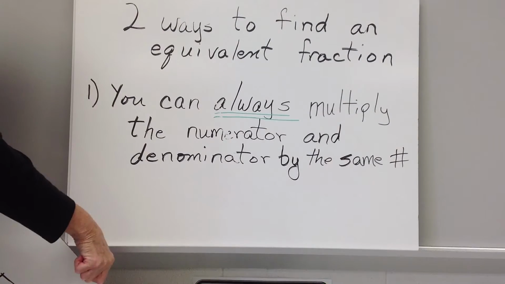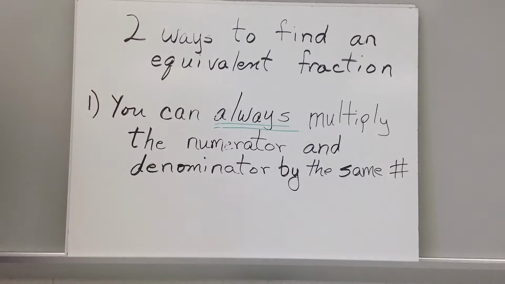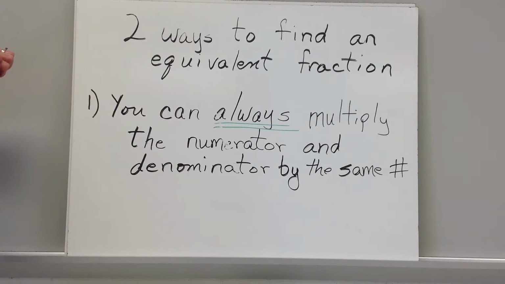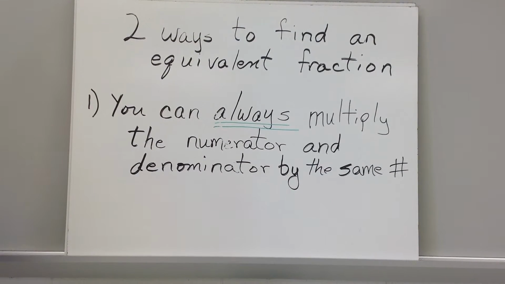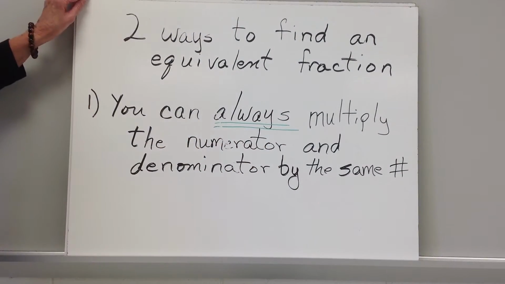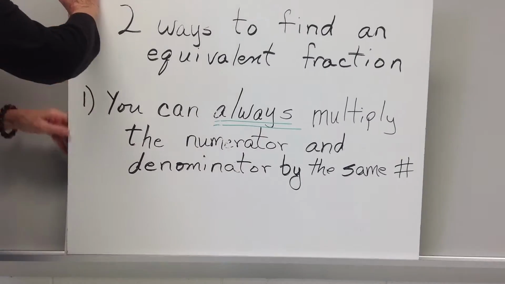Sometimes we want to find equivalent fractions and we don't have pictures, so we need a mathematical way. There are 2 ways to find equivalent fractions. Number 1, you can always multiply the numerator and denominator by the same number.